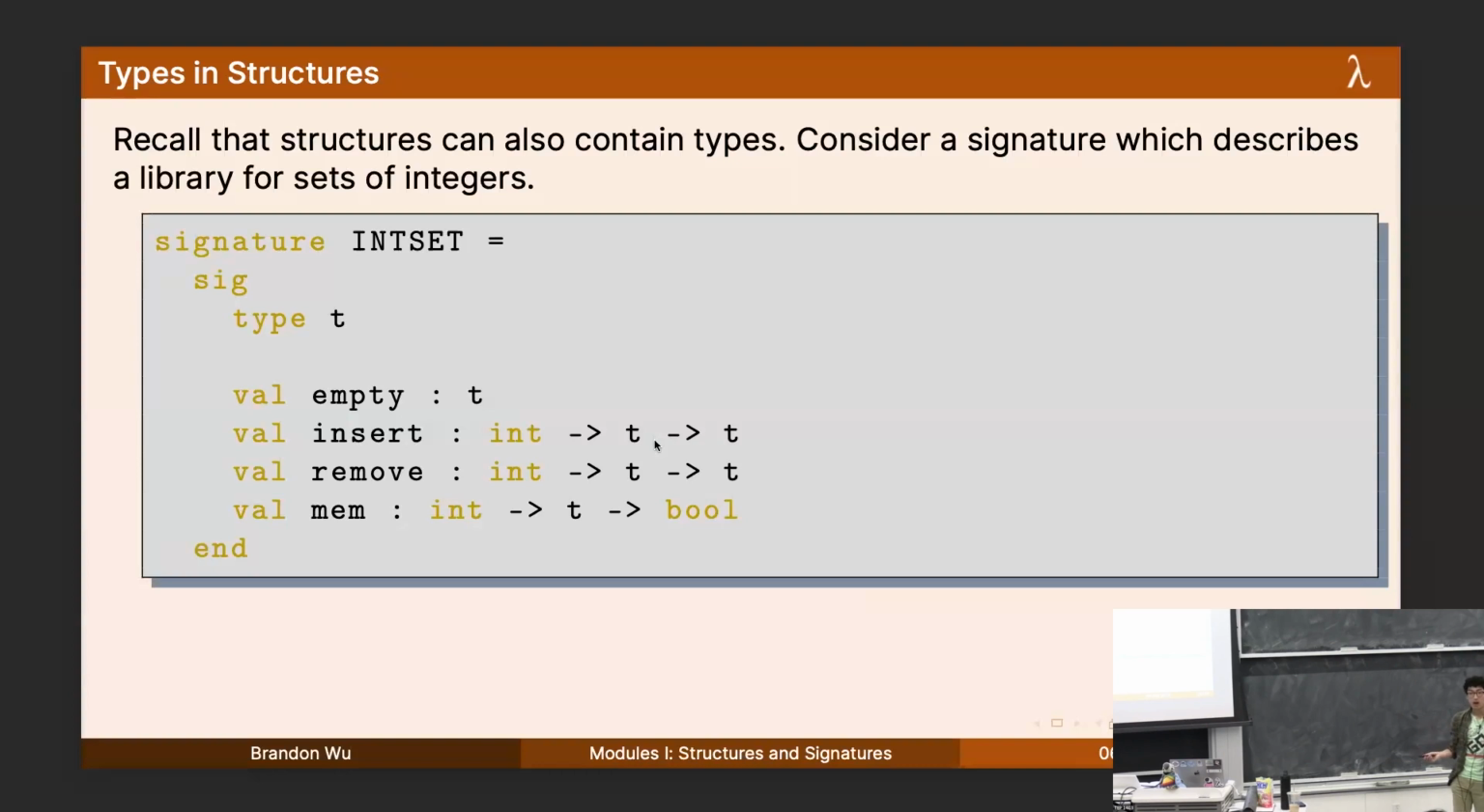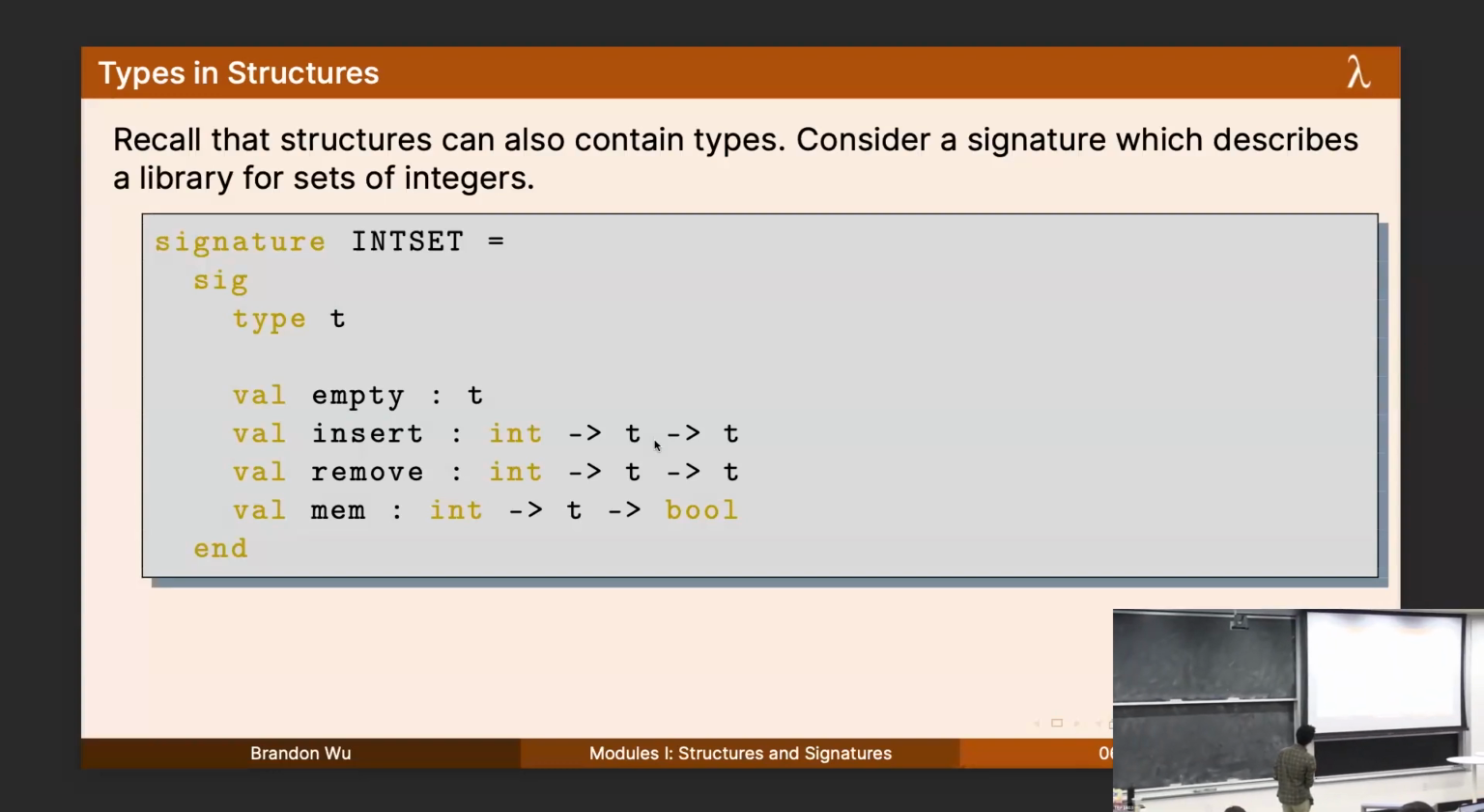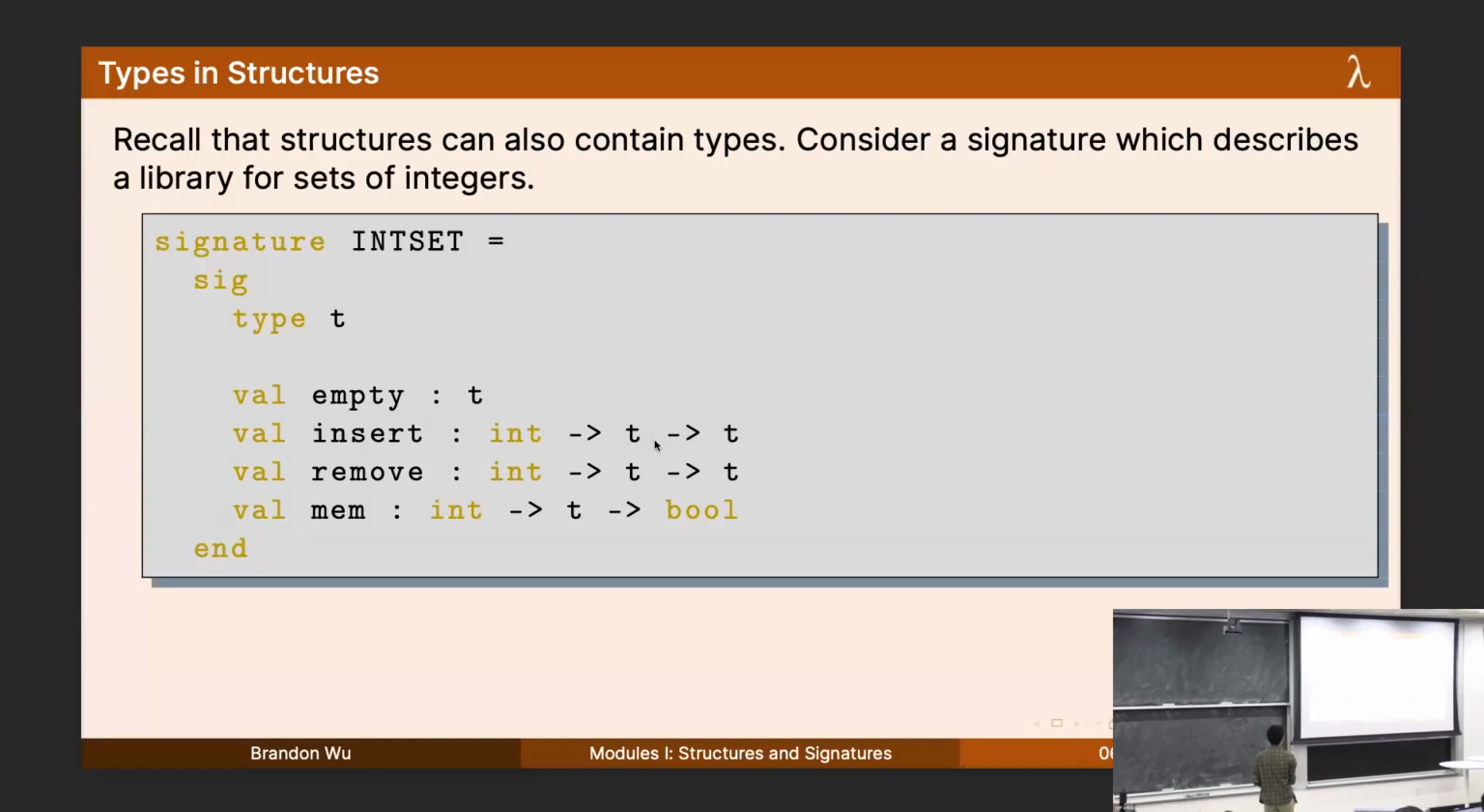I don't know what it is. I don't care what it is. I care that whatever implements this knows what it is. Okay, so the idea is that the interface just has this type. And then I have four values. I have the empty set. I have a function that takes an int and a set and gives me another set by inserting. I have a function that removes an integer from a set. And I have a function that checks for membership of an integer in the set.